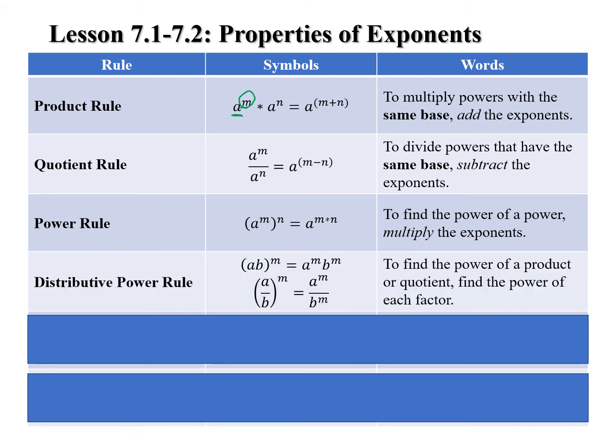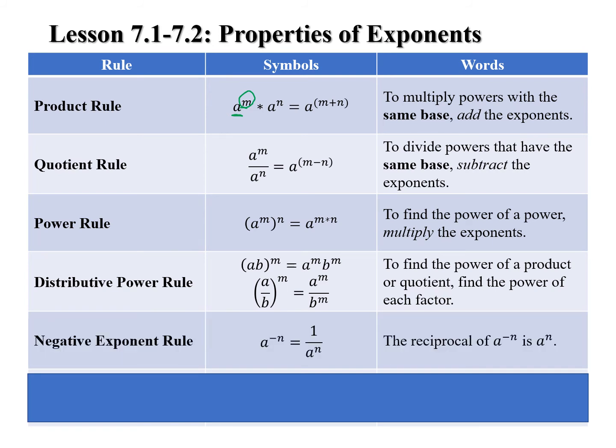These next few rules get a little more complicated. The first one is the distributive power rule, and it's kind of a combination of a few rules in the textbook. If I want to find the power of a product or quotient, I need to find the power of each factor, or of the numerator and the denominator if I'm talking about a quotient. (ab)^m is the same as a^m times b^m. If I have the fraction a divided by b, that's equivalent to a^m over b^m.